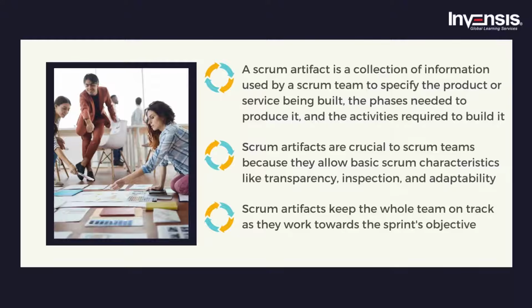Scrum focuses on small, cross-functional teams that may arrange themselves to finish tasks. For this to occur, the Scrum team must have a common knowledge of the work at hand. Here, Scrum Artifacts are used. Scrum Artifacts keep the whole team on track as they work towards the sprint's objective.